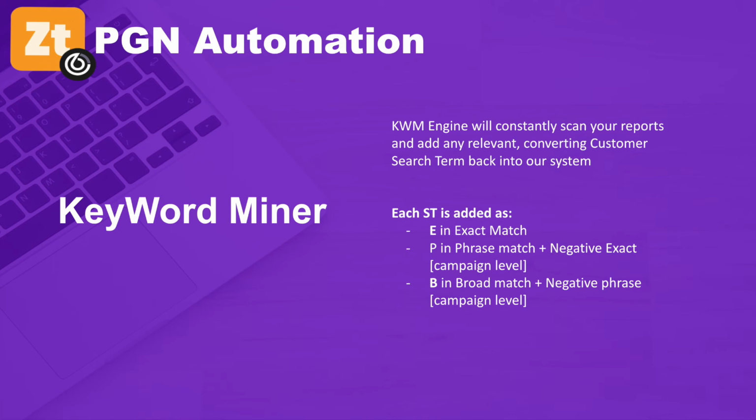So each time we find a profitable relevant search term within a certain report, we're going to take it out and add it as a keyword in the exact campaign as exact match. Phrase we added as phrase match plus negative exact on campaign level. In broad we added as broad match plus negative phrase on campaign level.